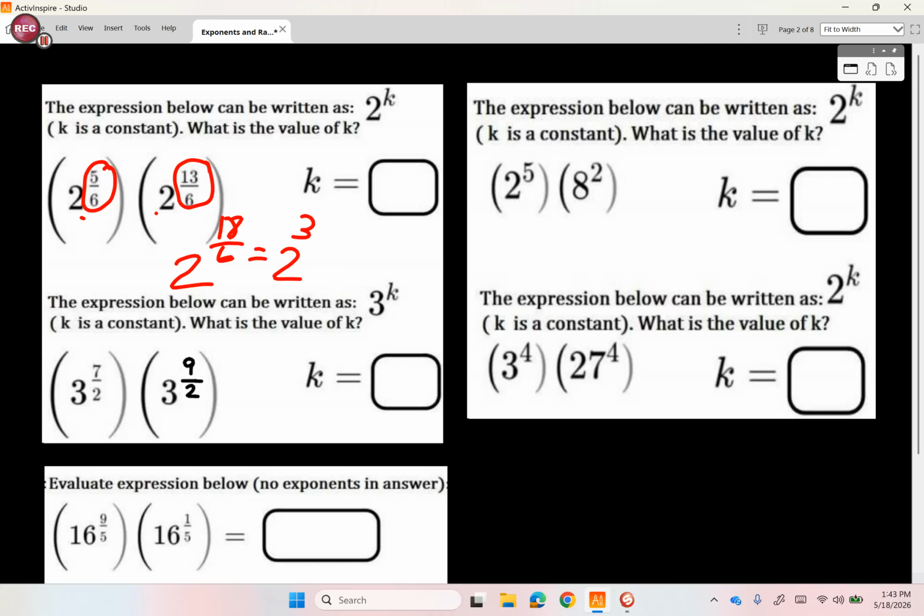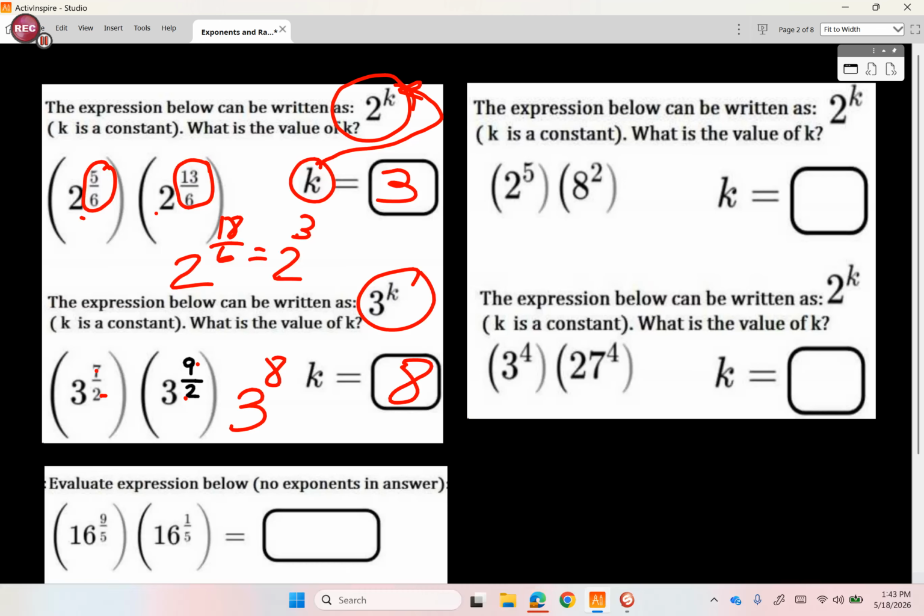So now they don't want the actual answer, right? They want the k value, which is in the exponent spot. So if your answer here is 2 to the third power, your 3 is the only thing that goes in the box because k is only the exponent. Same thing here with the 3. So we add these up. It gives me 16/2, which is 8. So only the 8 goes in the box.